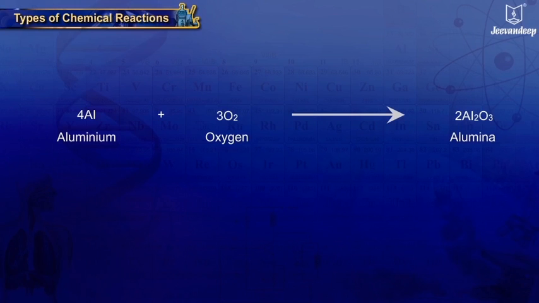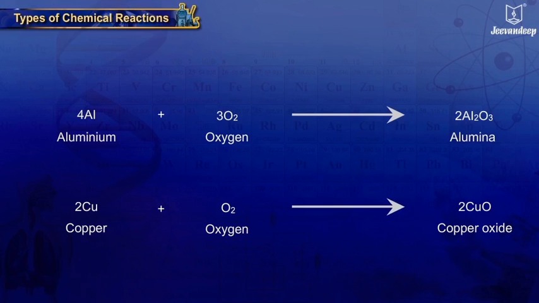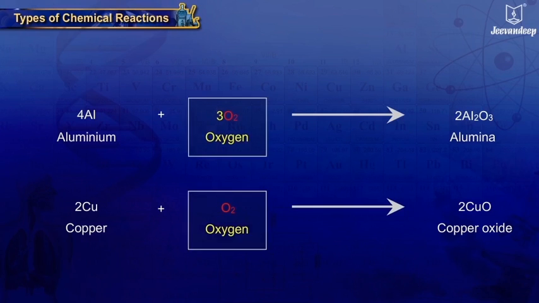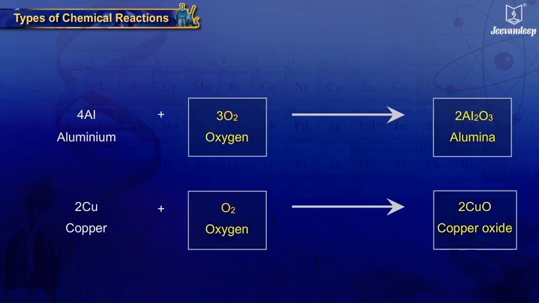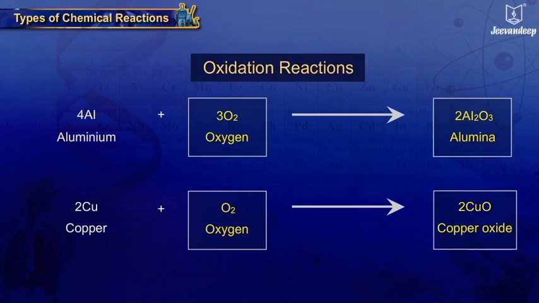Here we see that oxygen is added to aluminium giving its oxide, that is, alumina. In this case, copper adds oxygen to give copper oxide. As both these reactions show addition of oxygen for the formation of products, these are known as oxidation reactions.